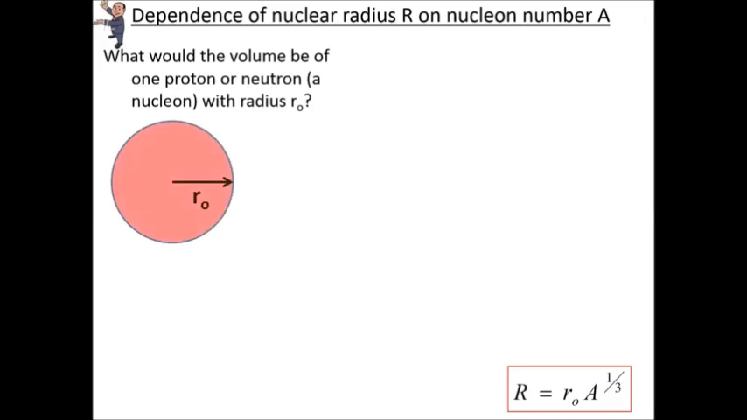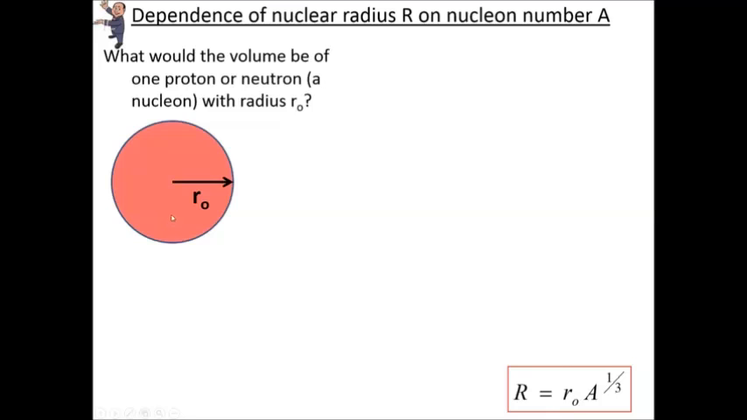So first up, let's just do some very simple modelling. What we're trying to get to is the equation that you're given on the AQA formula sheet, that R, the radius of the nucleus, is equal to R0, we'll come to what R0 is in a second, A to the power of a third. So let's just look at this from the ground up. What would the volume be of one proton or neutron, so a nucleon, with radius R0? So you can see what the R0 is down here.